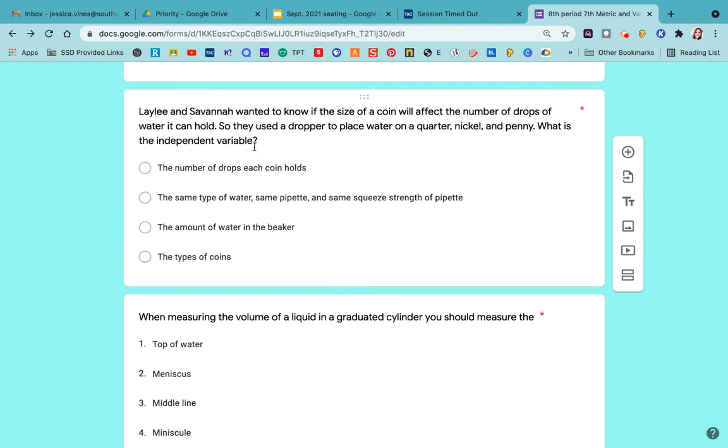Laylee and Savannah wanted to know if the size of a coin will affect the number of drops of water it can hold. So they used a dropper to place the water on a quarter, a nickel, a penny, and what is the independent variable? Is the independent variable the number of drops each coin holds? The same type of water, same pipette, and same squeeze strength of the pipette? The amount of the water in the beaker, or the types of coins? And types of coins would mean quarter, nickel, or penny.